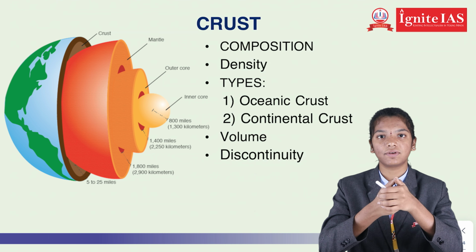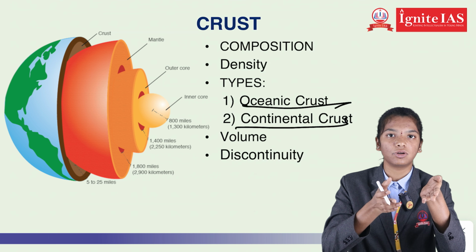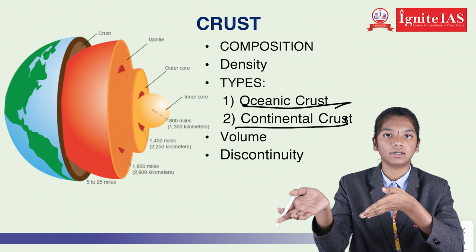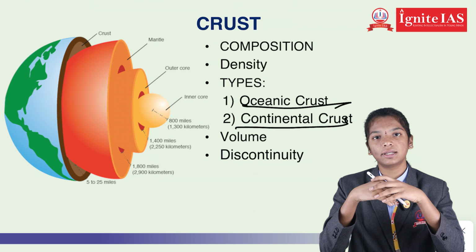continental crust. The average depth of oceanic crust is 5 kilometers and it extends up to 30 kilometers, whereas the average depth of continental crust is 30 kilometers and it extends up to 70 kilometers. Oceanic crust is denser than the continental crust, whereas continental crust is thicker than the oceanic crust.